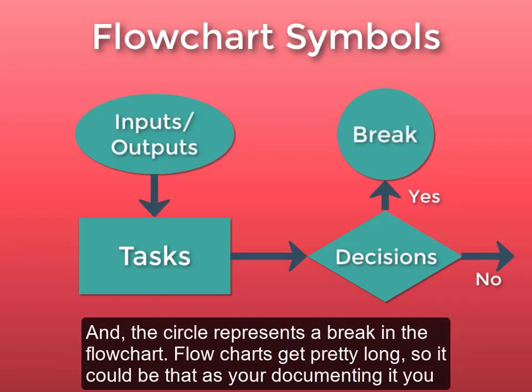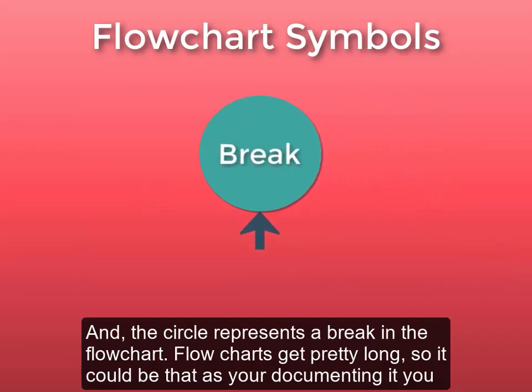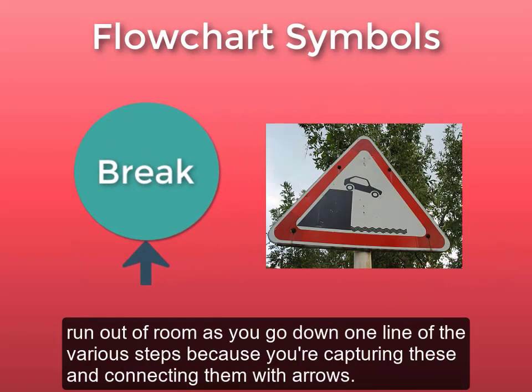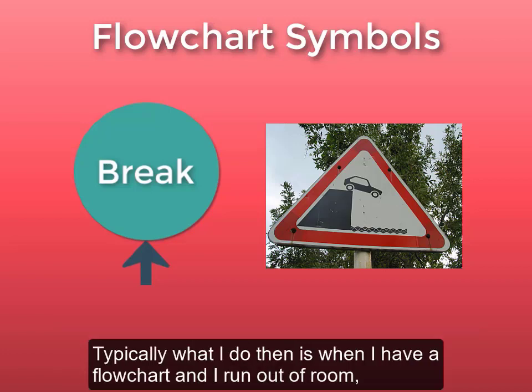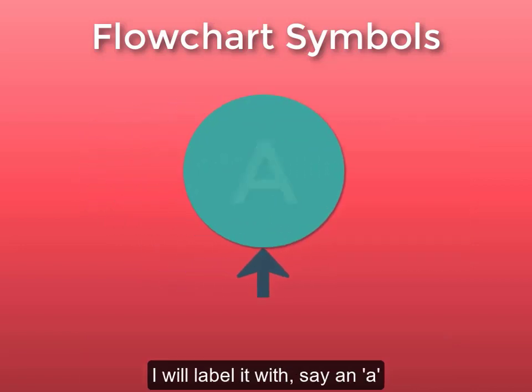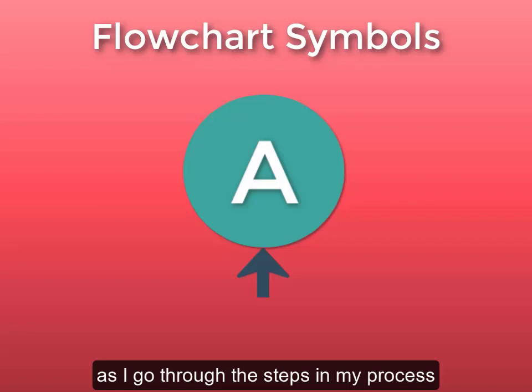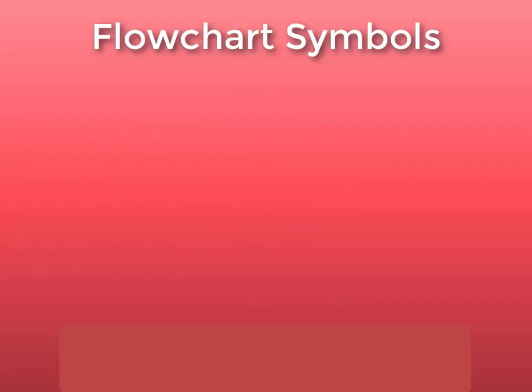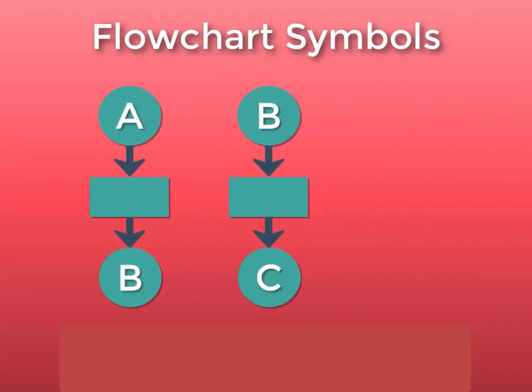And the circle represents a break in the flow chart. Flow charts get pretty long, and so it could be that as you're documenting it, you run out of room as you go down one line of the various steps because you're capturing these and connecting them with arrows. And typically what I do then is when I have a flow chart and I run out of room, I will label it with, say, an A as I go through the steps in my process. And when I need to go through the next group, I use that connector as an A. I do the A, B, C, D because I might be capturing information and data.